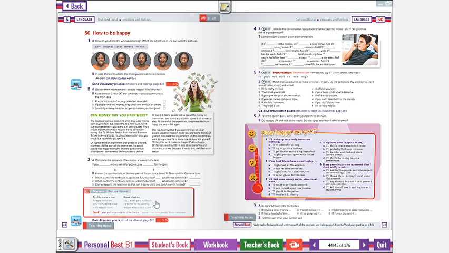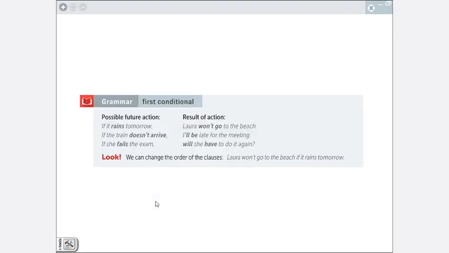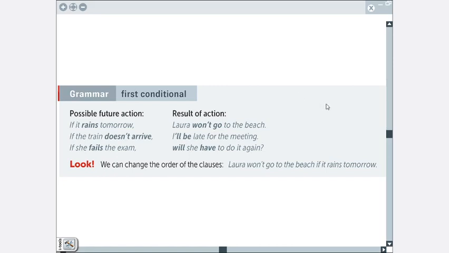We are going to check out a little bit about the grammar topic that corresponds to this week. And it's about the use of the first conditional in English. As you know, the first conditional is called that because it corresponds to a specific combination of tenses.